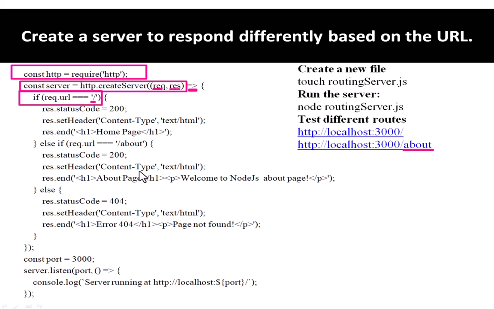Next, here we have written the status code 200. So next, the content type is text/HTML. So next, the home page, it is going to display the home page.